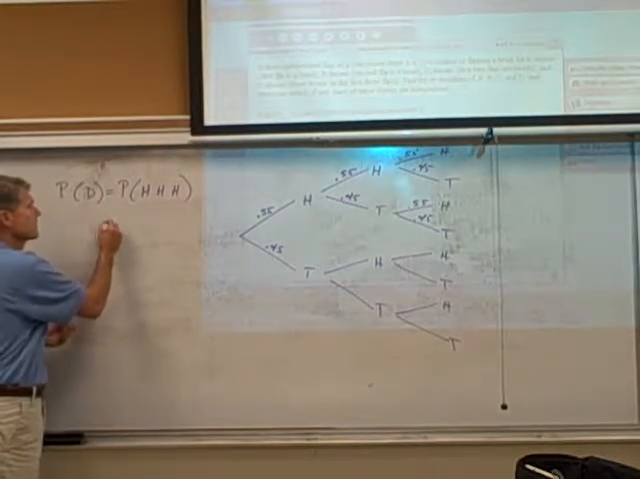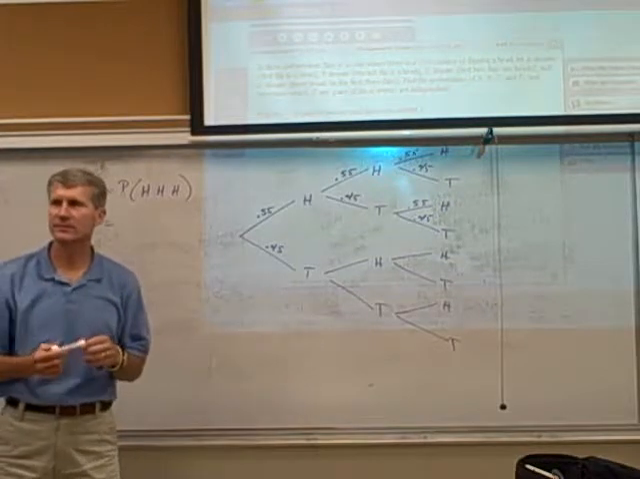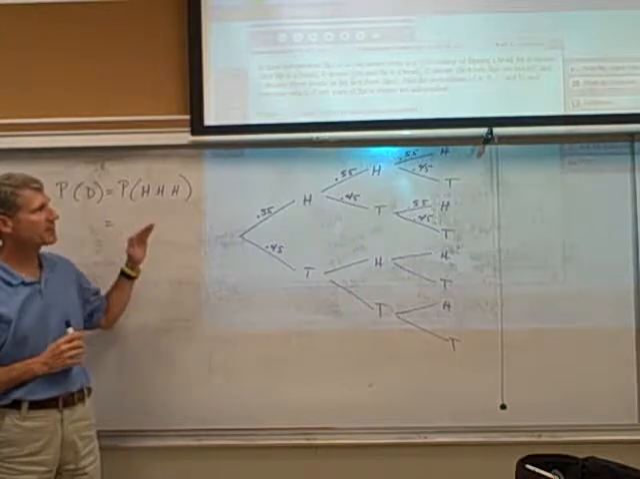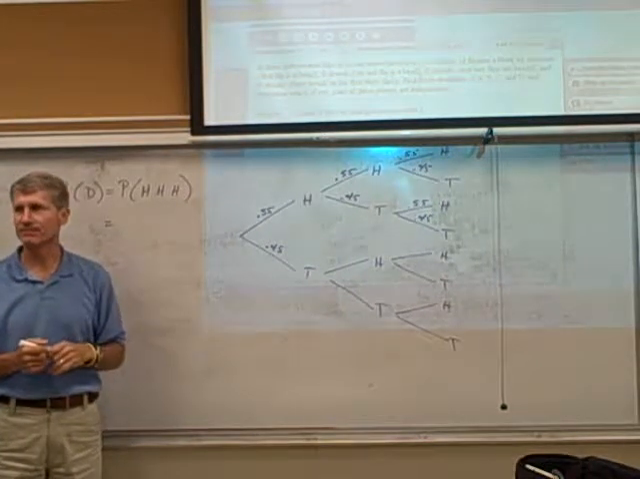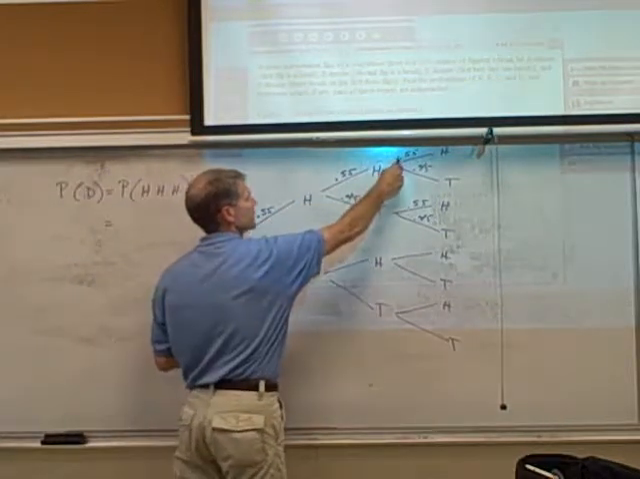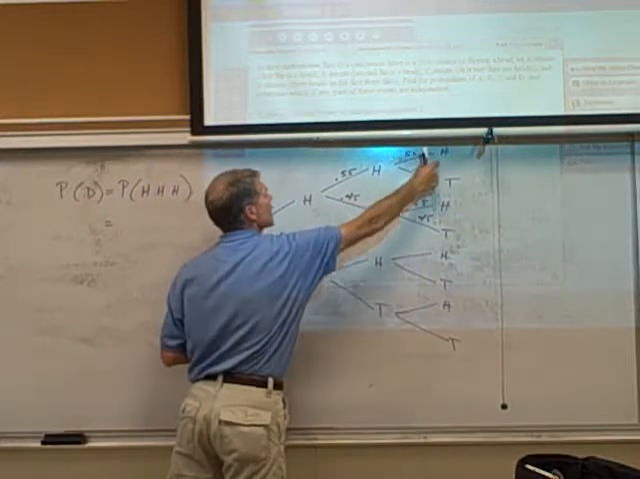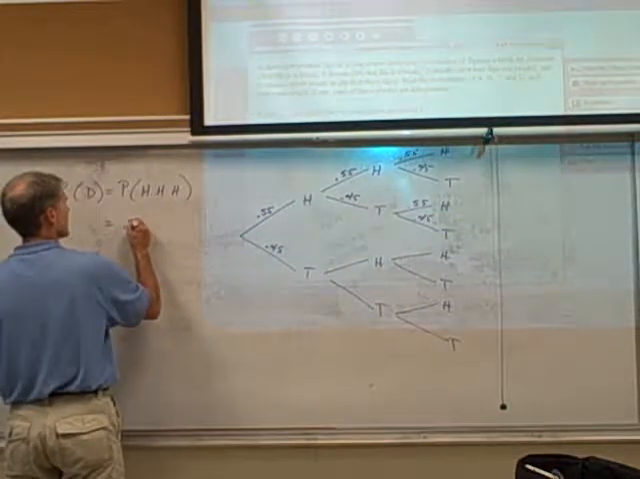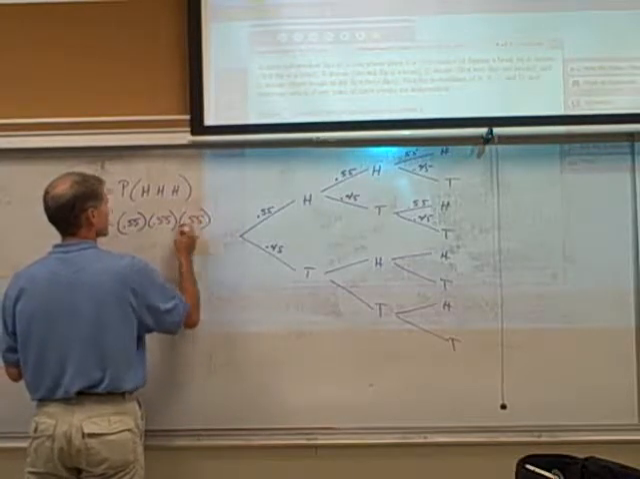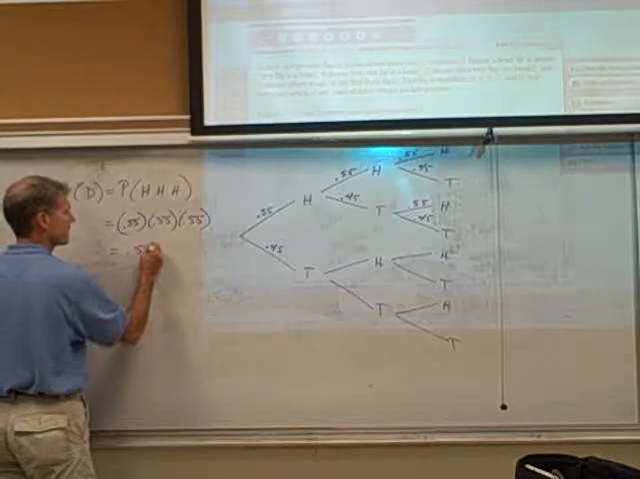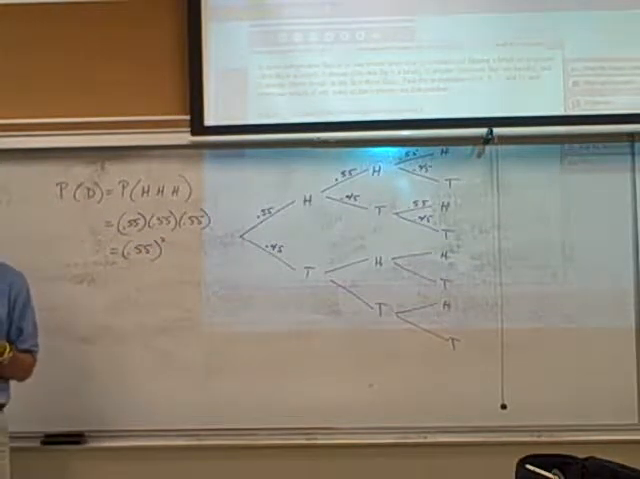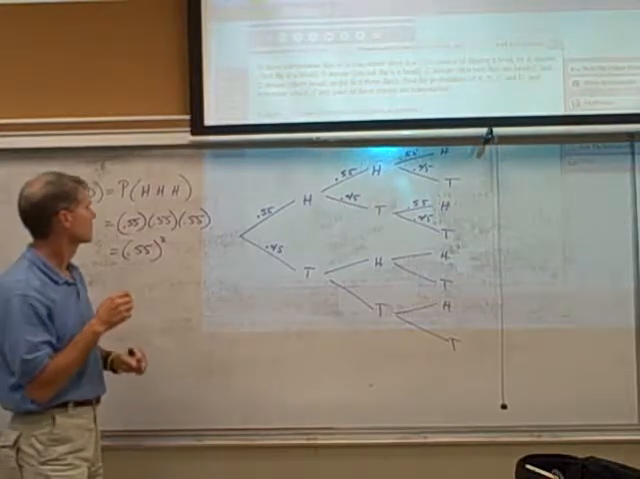Right? How do I get that probability? Okay? You just multiply the probabilities along that branch of the tree. Right? So that's 0.55 times 0.55 times 0.55, because that's the branch H, H, H. Which is 0.55 to the third power. Right? Not too bad.